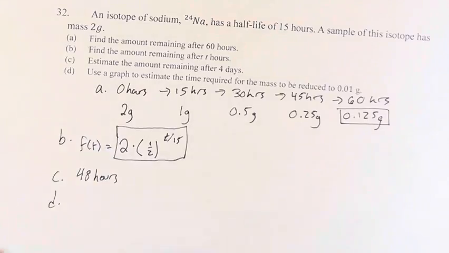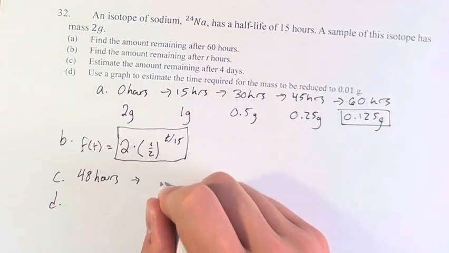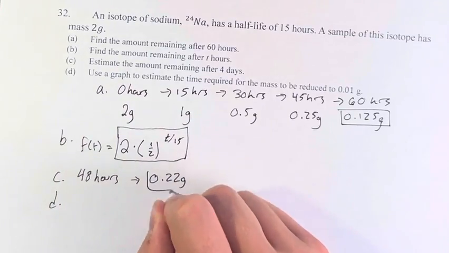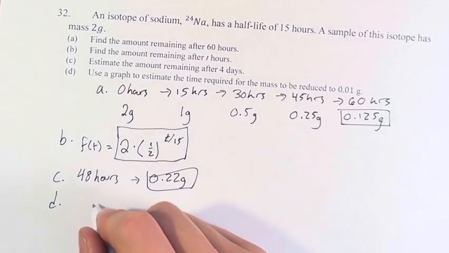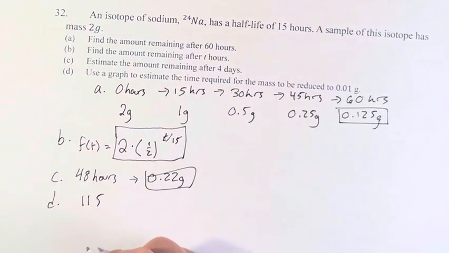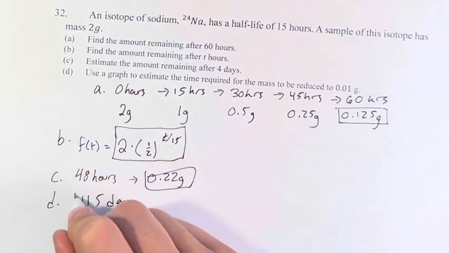So our 2 final answers. At 48 hours, we are left with 0.22 grams, and it takes 115 days, rounding up, to be reduced to 0.01 grams.